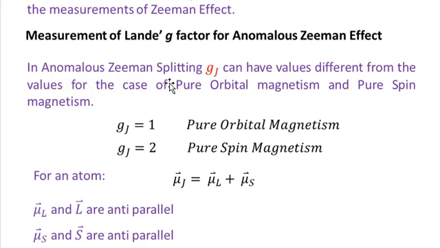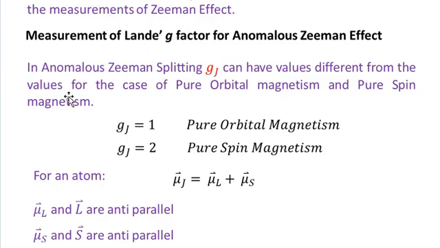In the anomalous Zeeman splitting, gJ. So you see that here I am using a capital J. I shall be using the label as capital L and capital S because I am going to generalize it not for the atom having a single valence electron, but for those atoms having more than one electron.